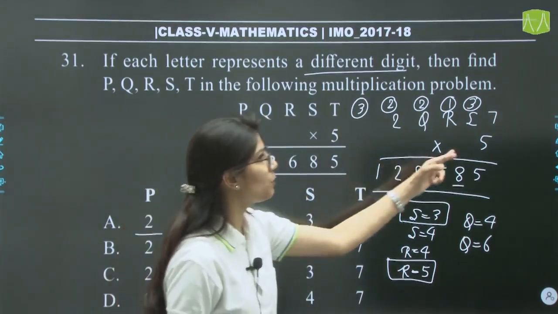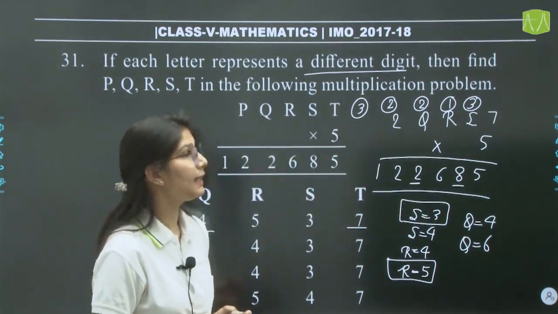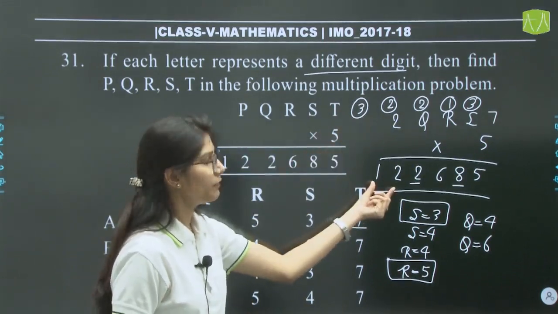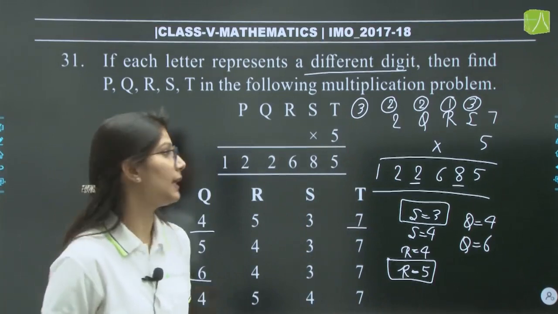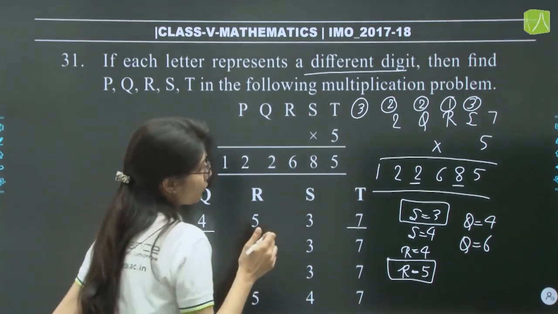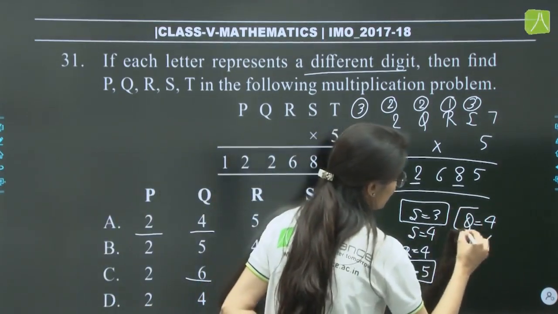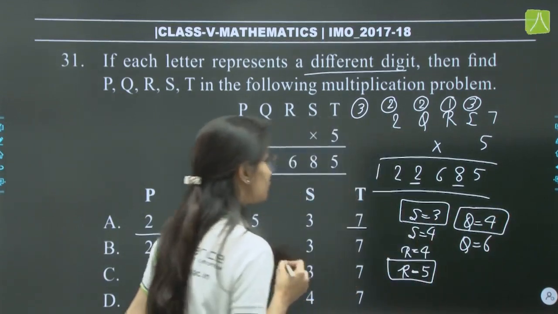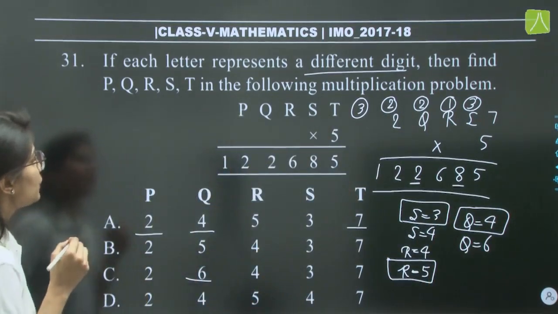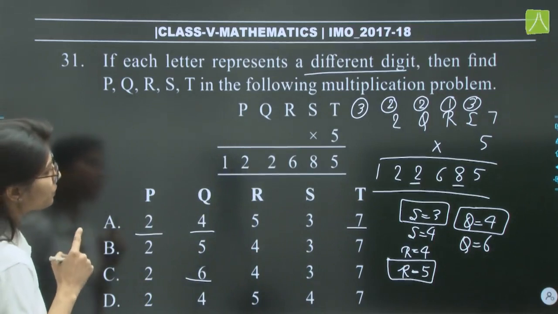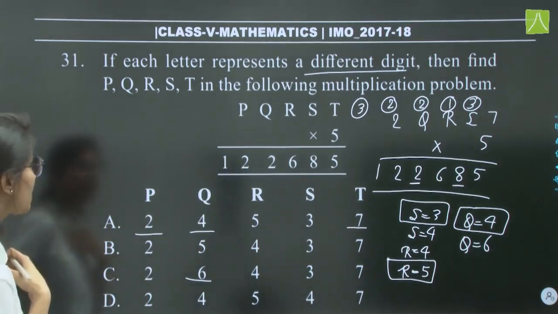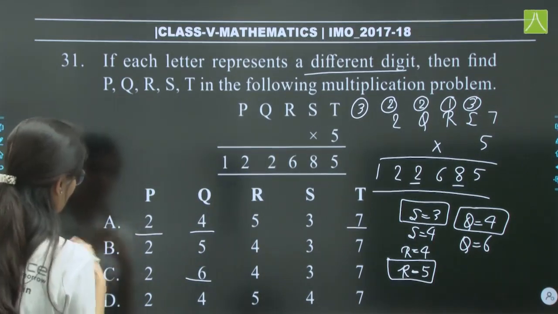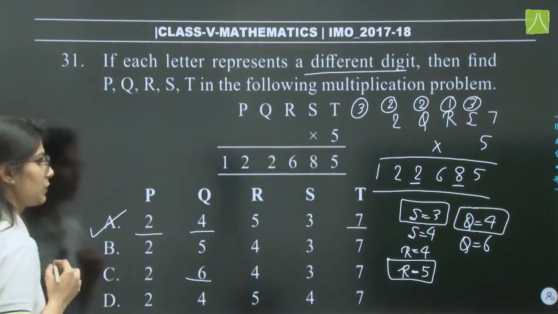And the last, when you multiply 5 with 2, 5 2s are 10. If you do plus 2, your answer is satisfying. But if you take this 3 as carry, the answer will not satisfy. The actual value of Q will be 4. So from here we get the answer of this question, the values of P, Q, R, S, T. P is equal to 2, Q is 4, R is 5, S is 3, so the number is 2 4 5 3 7. So option A will be the right answer for this question.